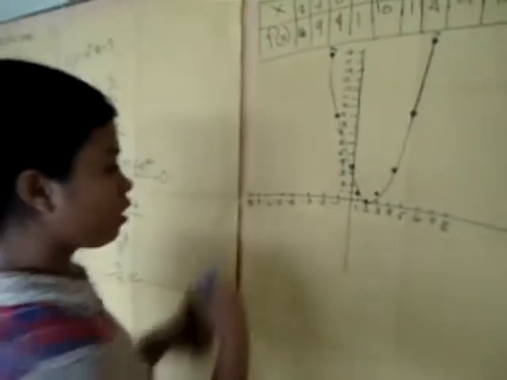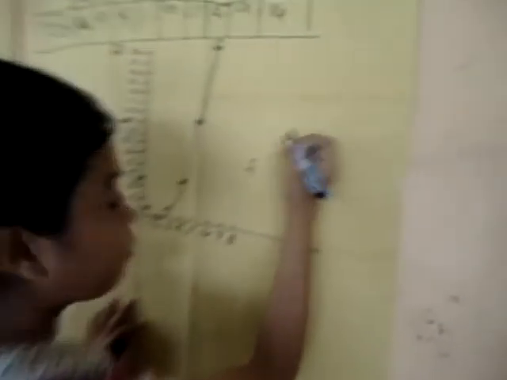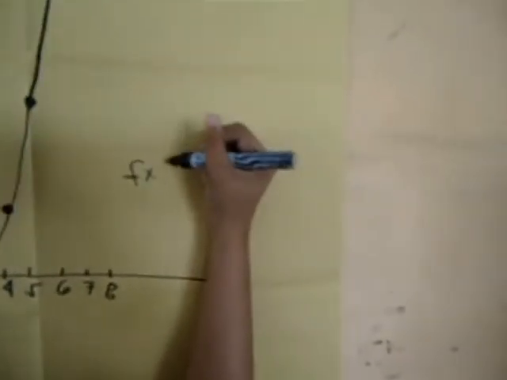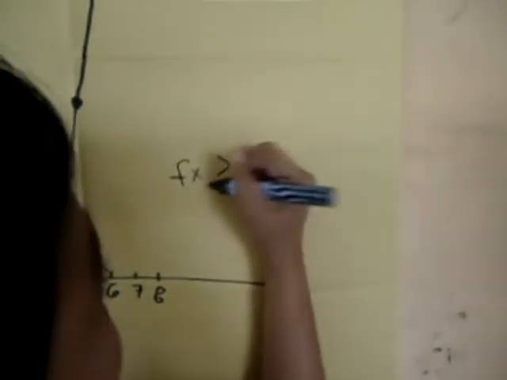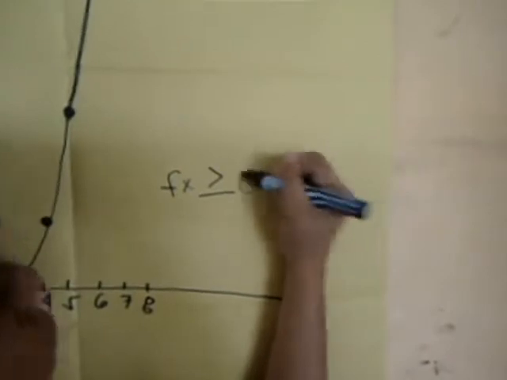The graph shows that the range is f of x is greater than or equal to 0.